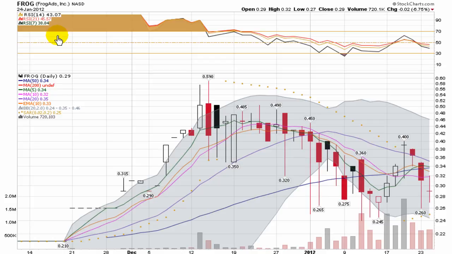This video chart presentation of Frog Ads Inc. Frog Ads is a bulletin board listed company trading under ticker FROG. See, this is a relatively new issue. I scaled this into about a 2.5-month chart. It really just began trading at the end of last year. Been a pretty popular stock, though.